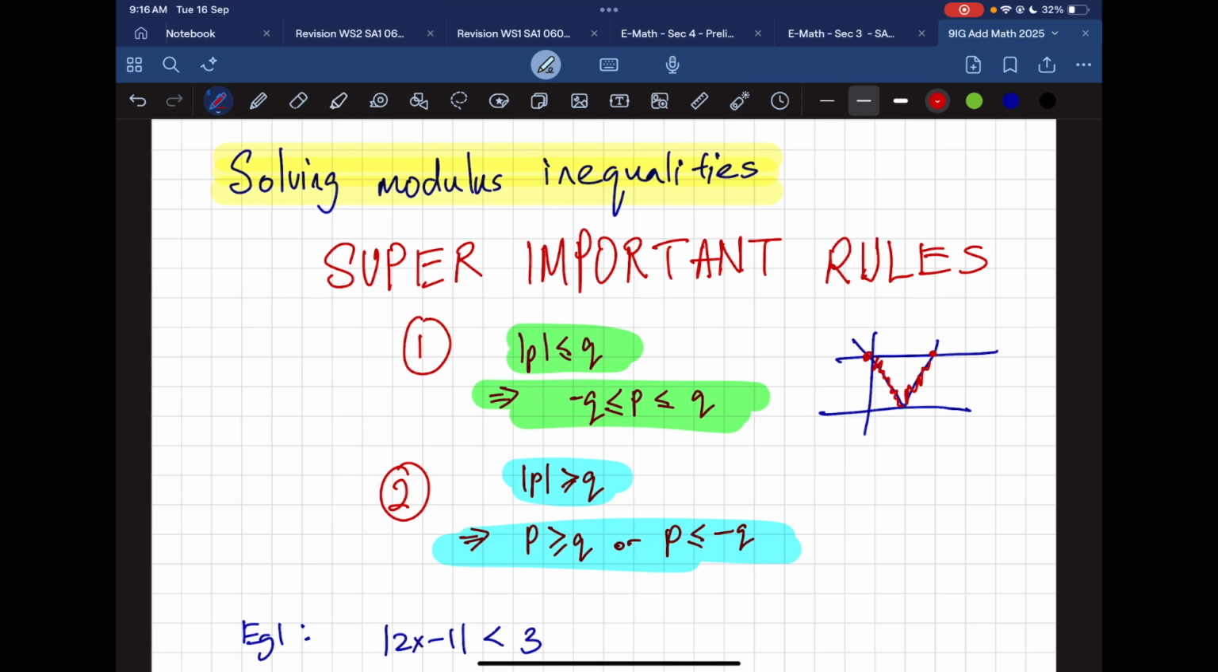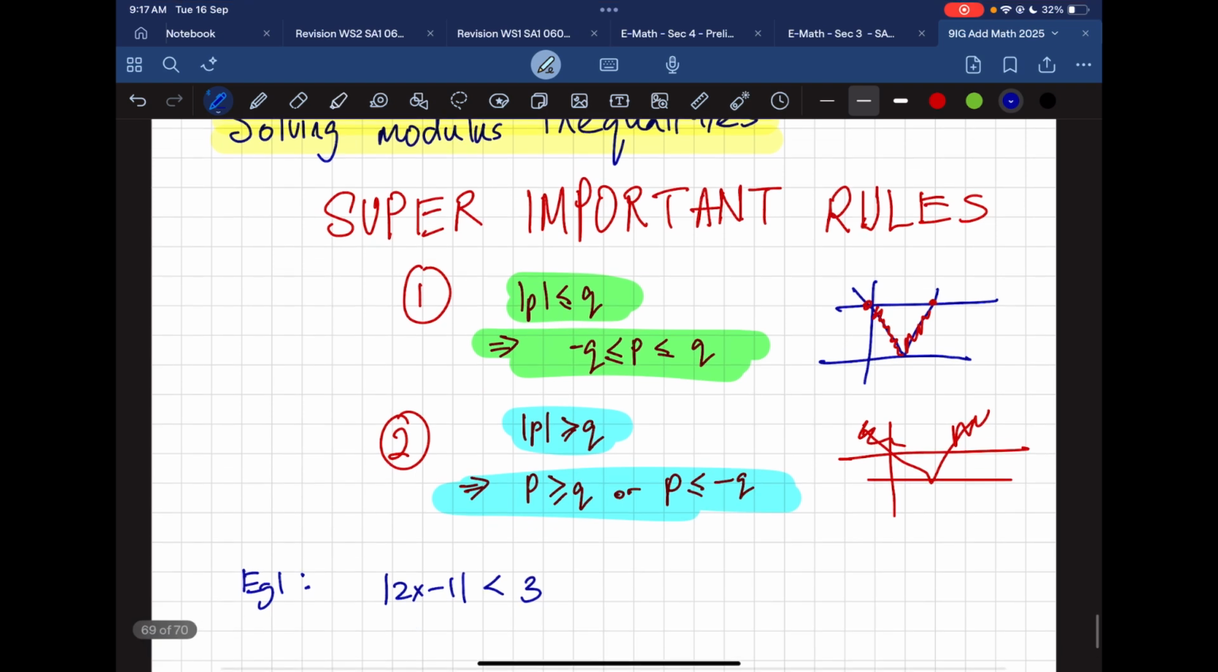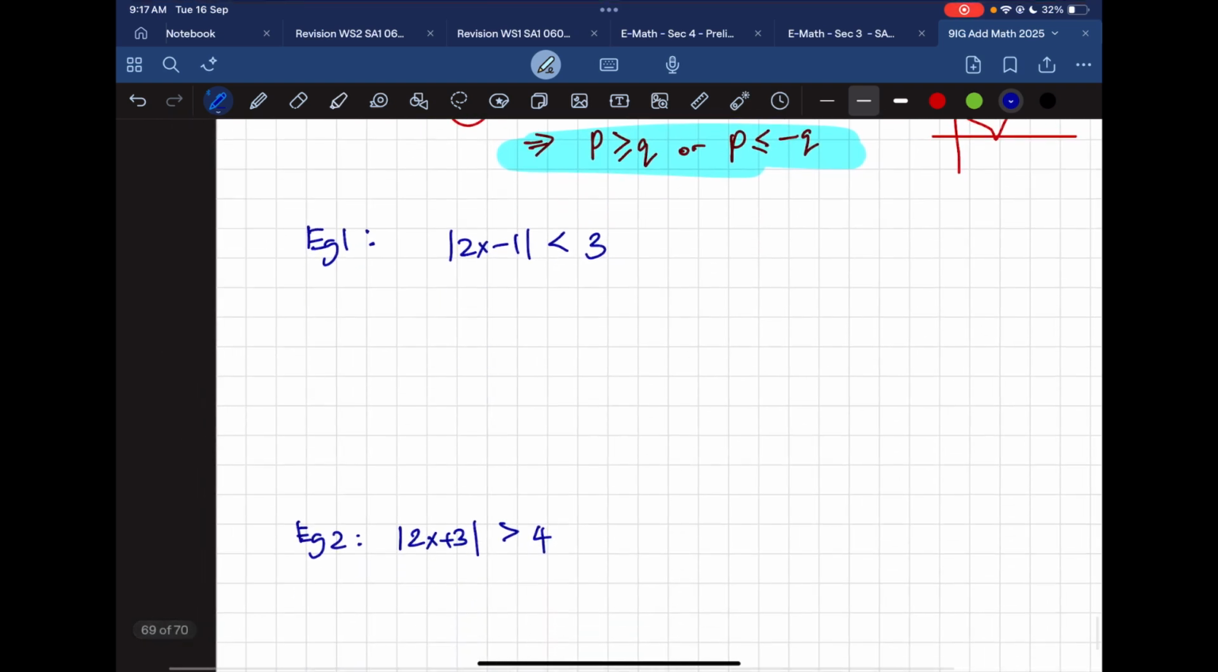Now, same thing if the modulus is more than or equal to Q, then we will have this scenario instead, where we are looking at the fringes. So that's why P must be more than or equal to Q, or P is less than or equal to negative Q. So these two rules, we will apply very frequently as we look at the examples below.